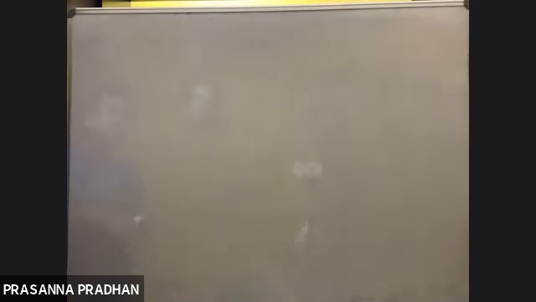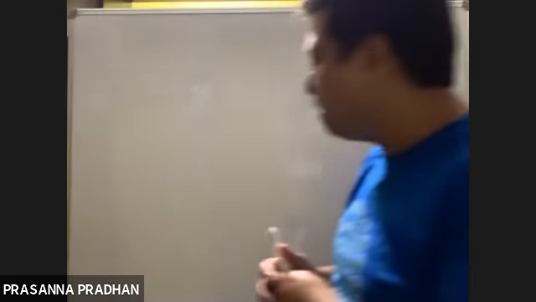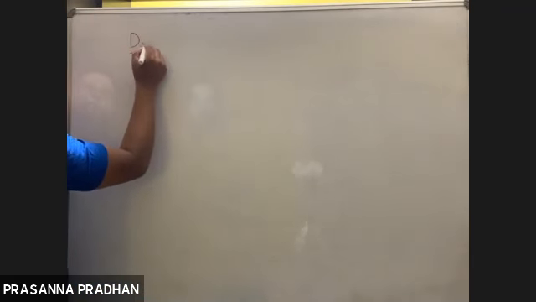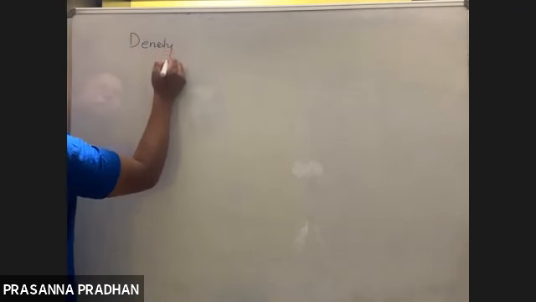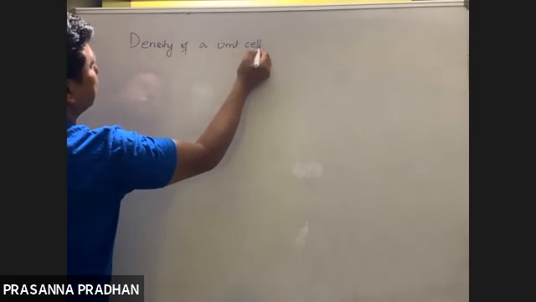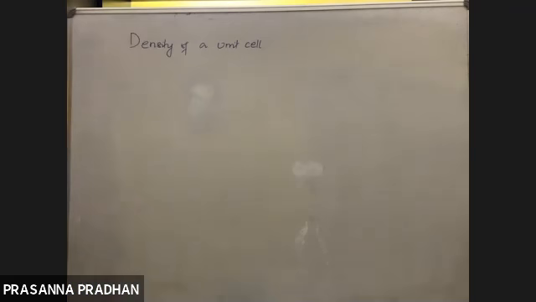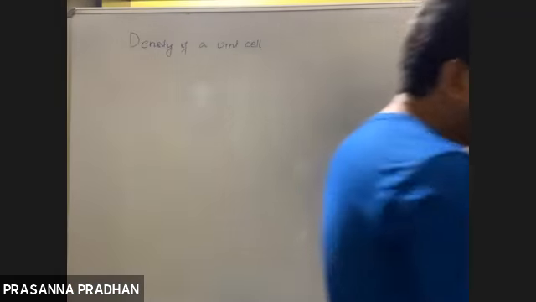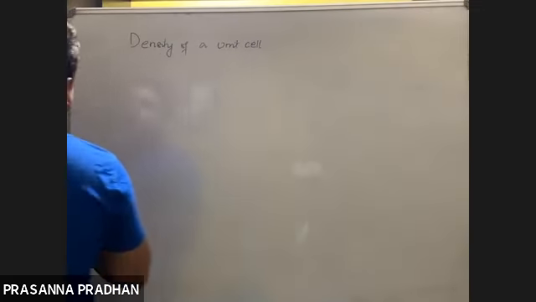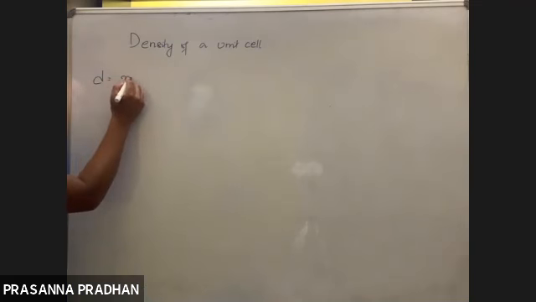Okay, fine. Good. So today we shall start off with this very important session. Today we shall learn how to calculate the density of a unit cell. First of all, we all know the formula of density. Density is equal to mass upon volume. Very good.